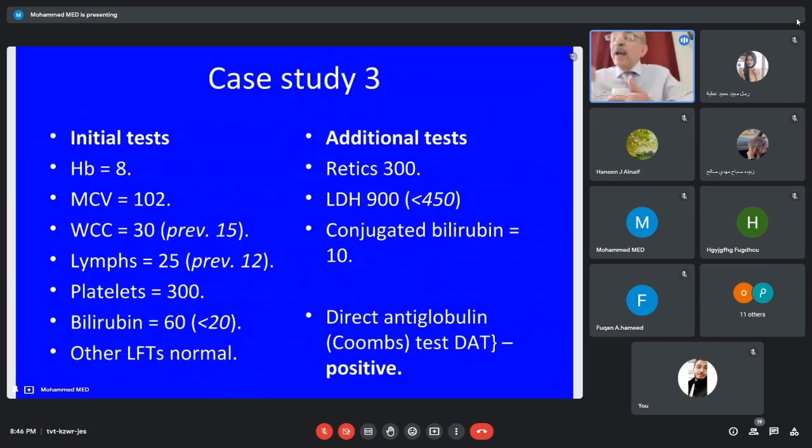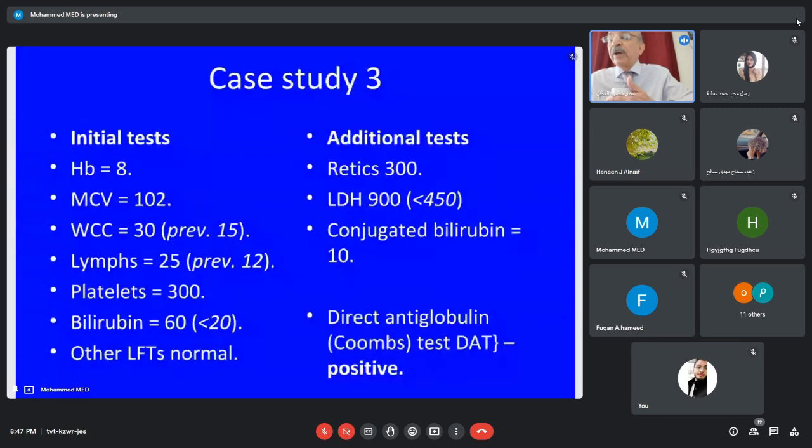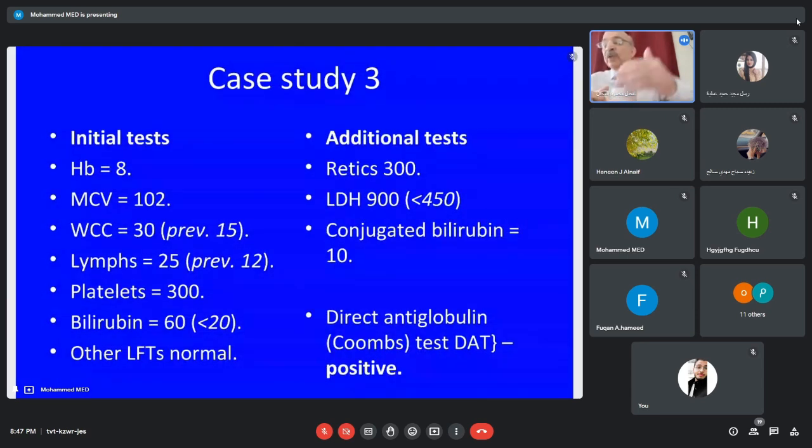If they live for 120 days, then each day we have to replace 0.8% of our red blood cells. That's why the reticulocytes, which are the immature red blood cells, are normally 0.8 to 1%. In this particular patient, it's 300, which means it is very high. This means that the bone marrow, because of the anemia, is trying to produce more red blood cells, but they get destroyed early. So the reticulocyte count is high.